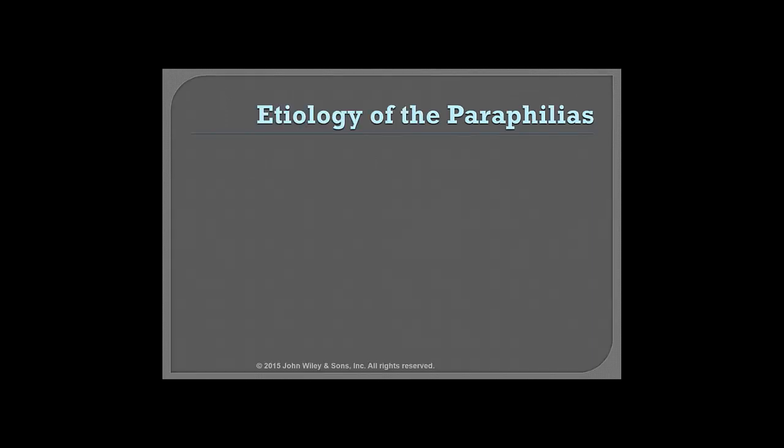Hi students. At this point we're going to be talking a little bit about some of the etiology and treatment for paraphilias. I'm going to be going over some of the different factors and some of the different treatment models to close out the chapter on paraphilic behavior. When we think about the etiology of paraphilias, usually we always start with the neurobiological factors.